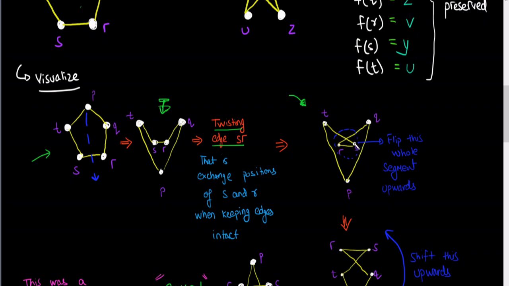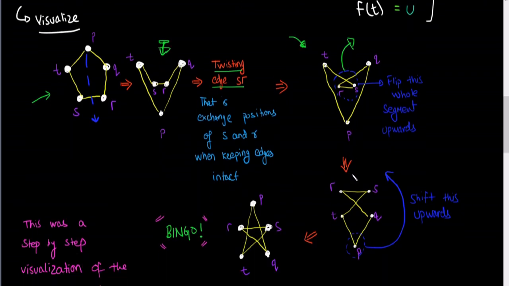Now what I'm going to do next is flip this whole segment upward. If you do that, you would get something that looks like this. So T is still connected to S, but S is now above Q, and S is still connected to R, and R is still connected to Q, and since we're flipping it upwards, R is above Q but still connected to it. So you get something that looks like this.